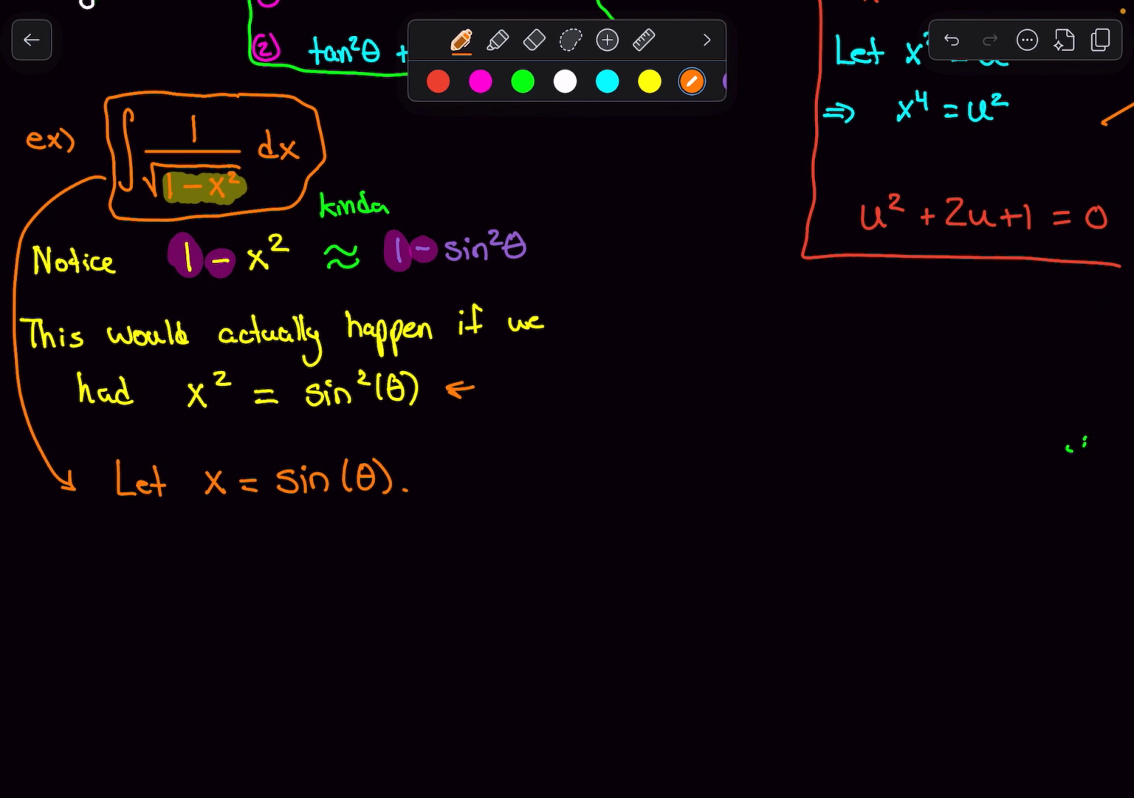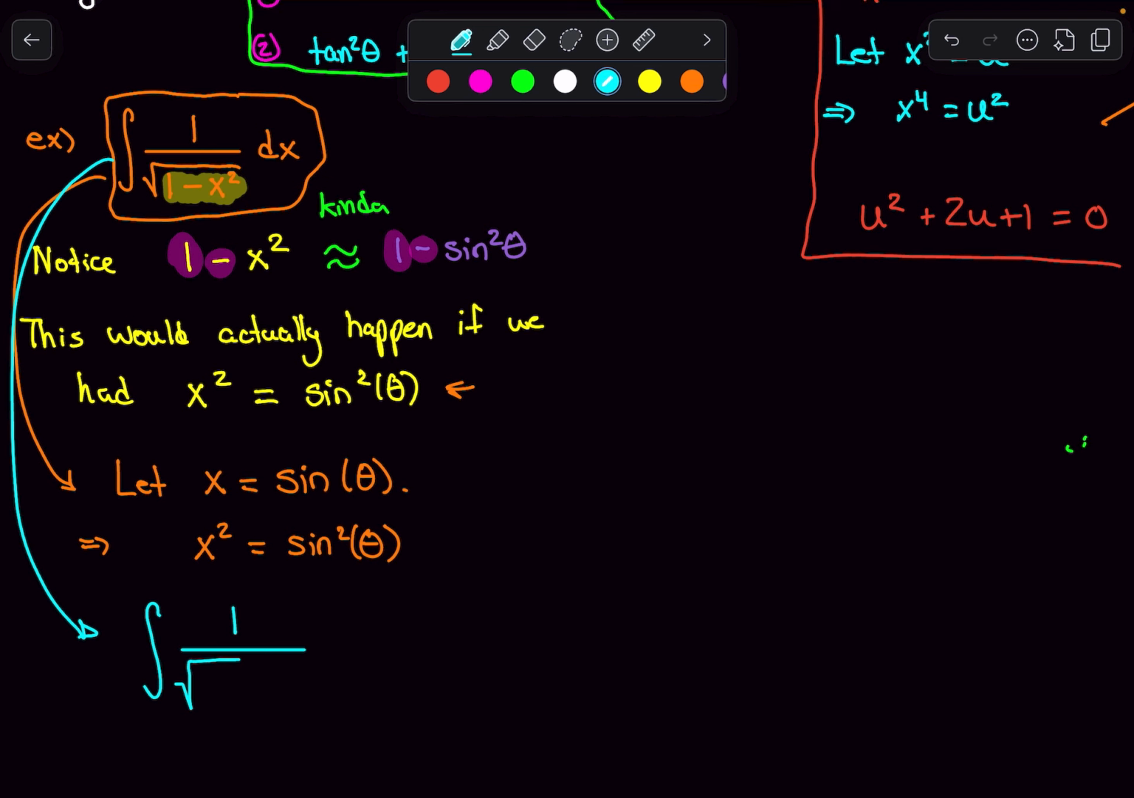Okay, so if you're still holding on at this part of the video, let's let x be equal to sine of theta. And if that's the case, then we already know that x squared is equal to sine squared of theta. And so now we are firmly rooted in theta land. This integral is now going to be the integral of 1 over the square root of 1 minus, well, we don't have 1 minus x squared anymore, we have 1 minus sine squared of theta, and then dx.